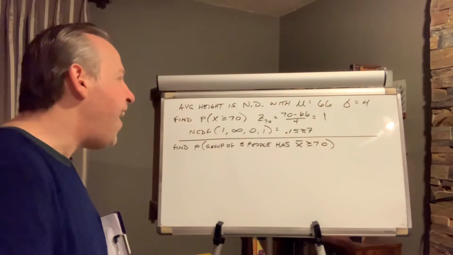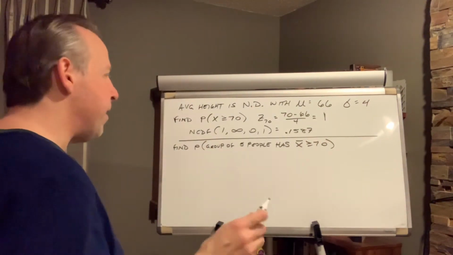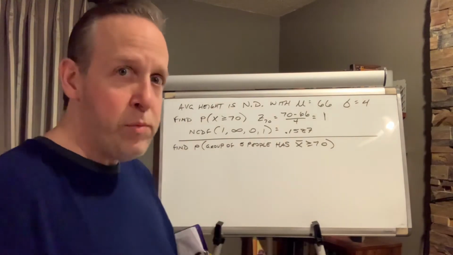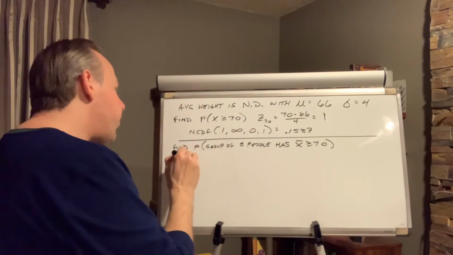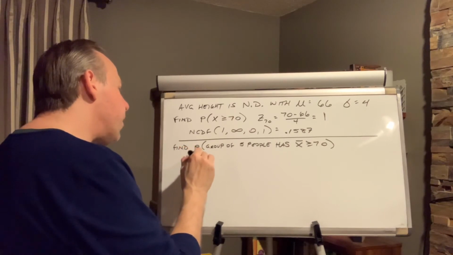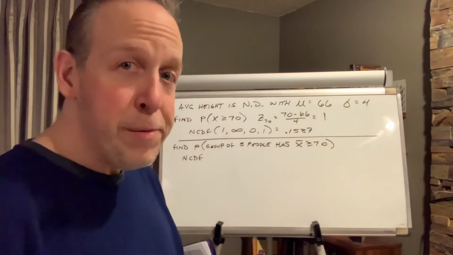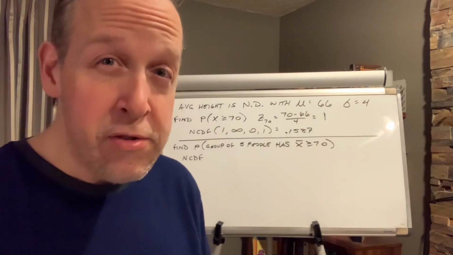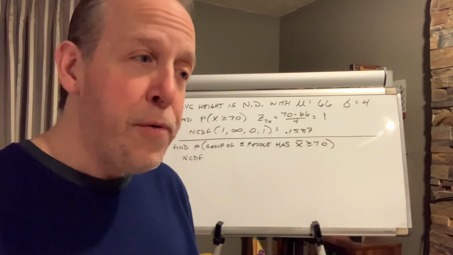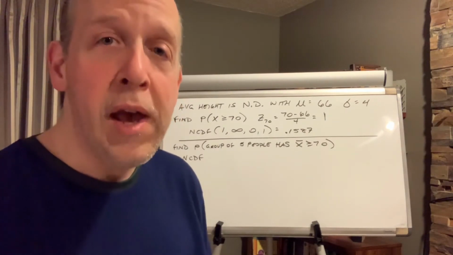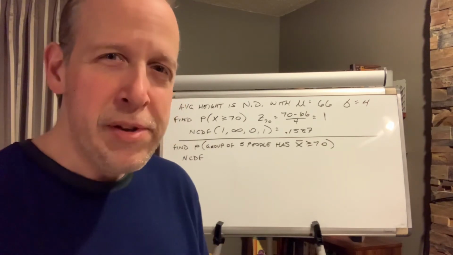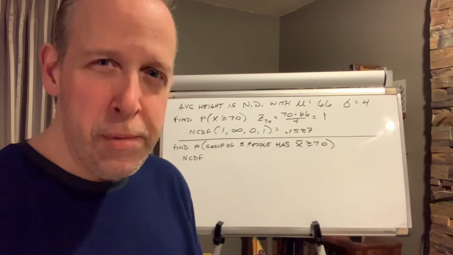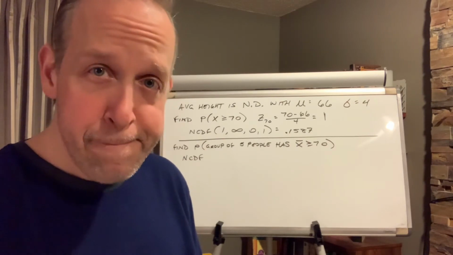A group of 5 people. Well, now I'm talking about a sampling distribution because I'm sampling 5 people. We're looking still for a normal probability problem. Number 1, I told you the population was normally distributed. So therefore, my sample size of 5 is okay. If I didn't tell you it was normally distributed, a sample size of 5 would be too small to normalize. We need at least 30. But 5 is fine.